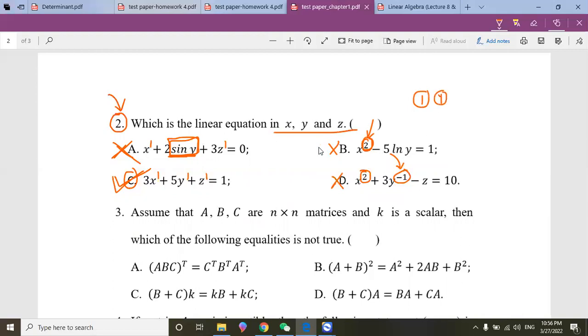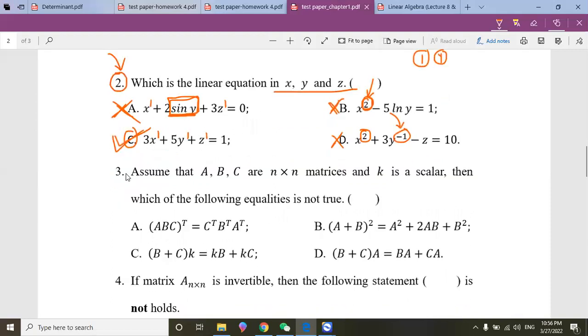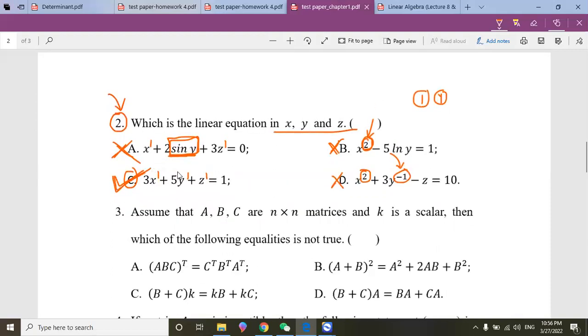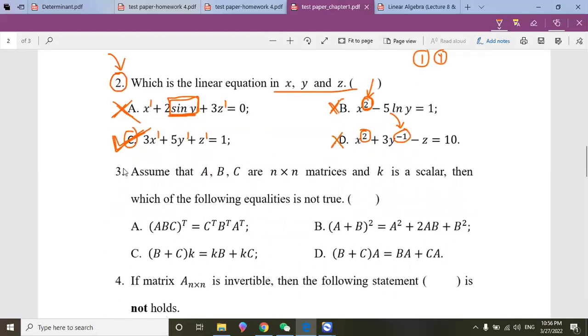So that's why this is... Oh, okay. I got it. This is also not a linear system. The answer will be C. Okay, so let's see the next one.